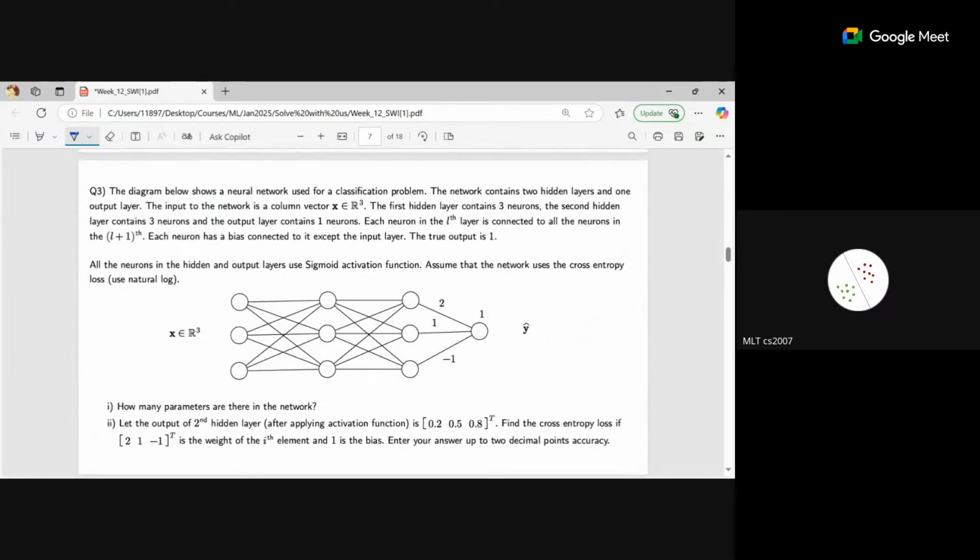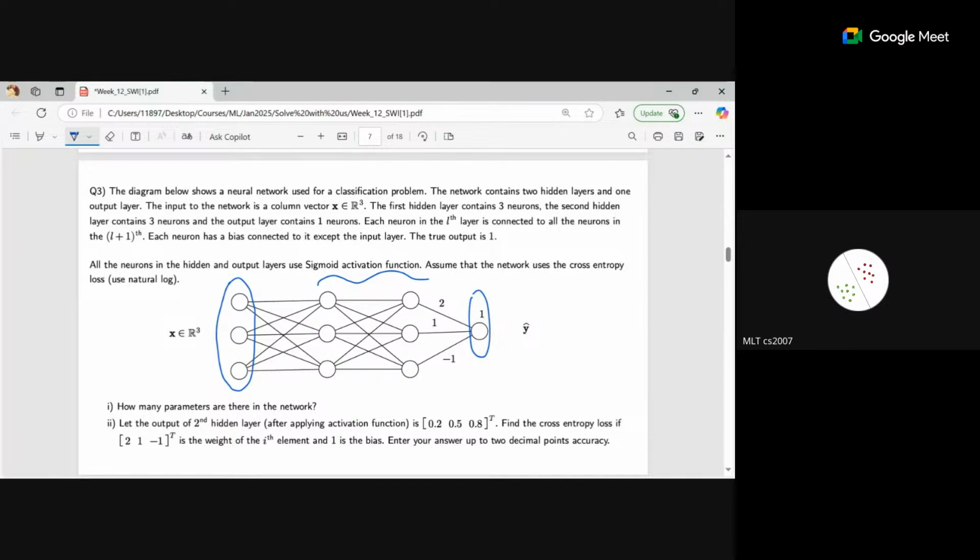All right. So this next question is about the neural network. Here what you are seeing is my input layer, and these are my hidden layers. And this is my output layer.